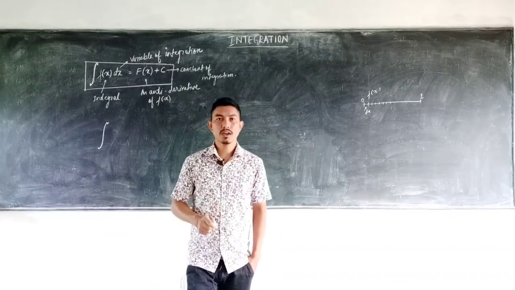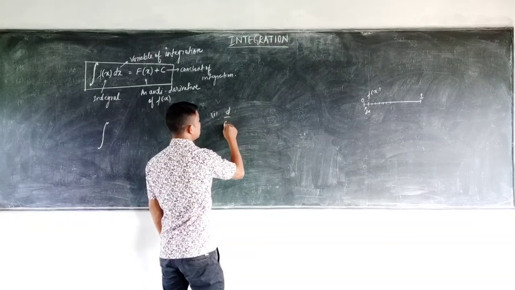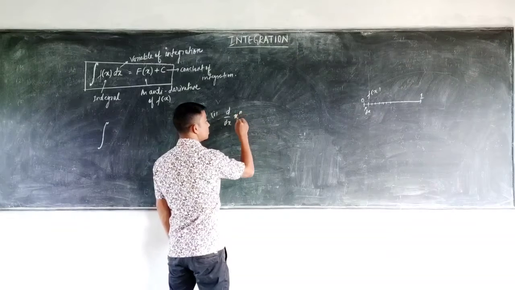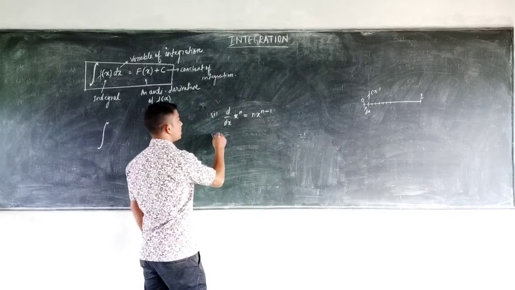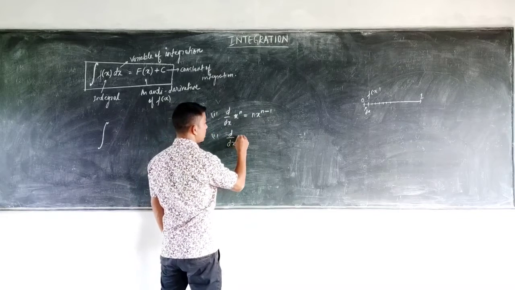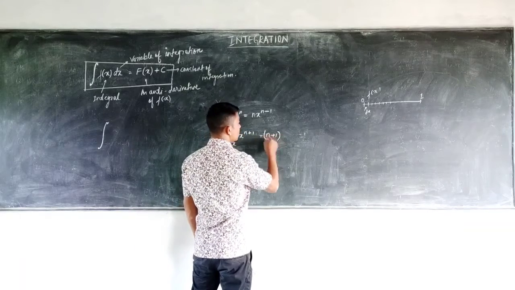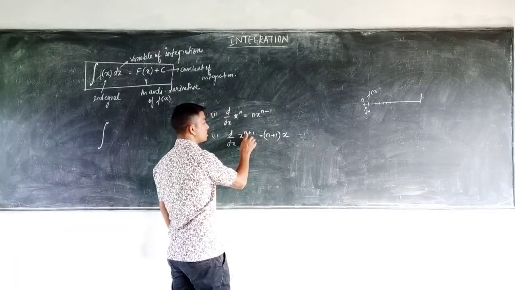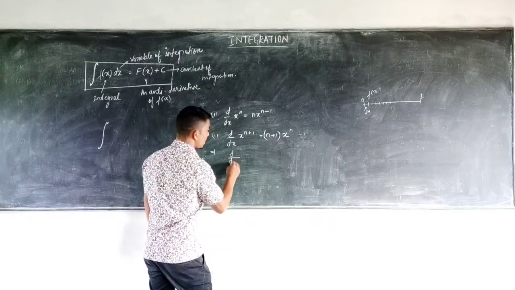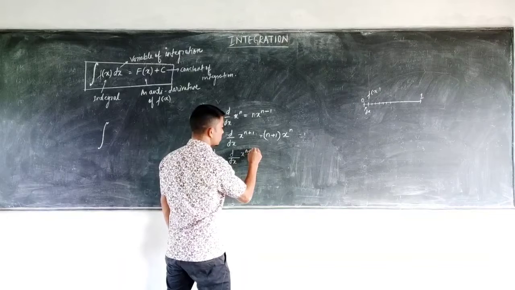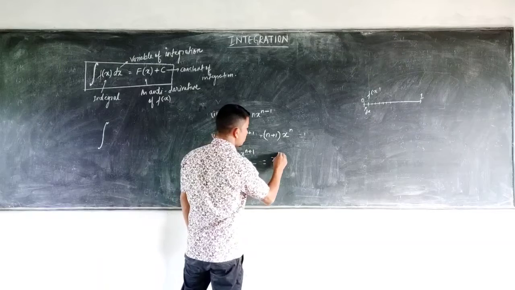Now we will understand why it is known as the inverse of differentiation. The first formula we had in the chapter on differentiation was d by dx of x to the power n, which equals n into x to the power n minus 1. Now if I find d by dx of x to the power n plus 1, this will equal n plus 1 into x to the power n plus 1 minus 1, which simply gives n. Or I can write d by dx of x to the power n plus 1 divided by n plus 1 equals x to the power n.